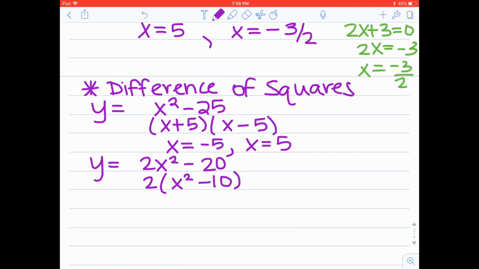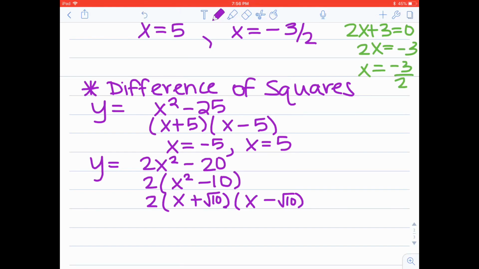And then here you'd be like, Ms. Rice, that's not difference of squares because that 10 is not a perfect square. However, you can still use the same idea. So I'm going to have 2 sets of parentheses, one with a plus, one with a minus. I've got x and x. So before we said, oh, the square root of 25 is 5. So we put 5 in the parentheses. Here, I'm going to say the square root of 10 is the square root of 10. And I'm just going to write square root 10, square root 10.